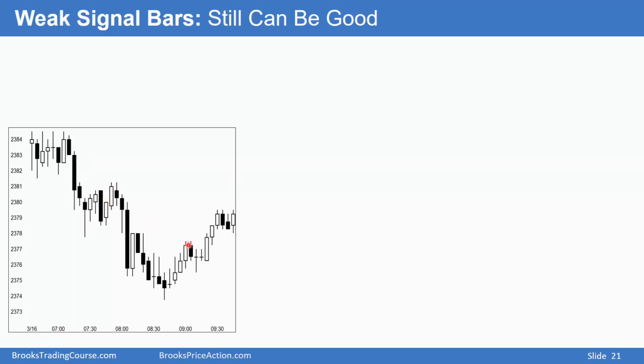Here you got a good-looking sell signal bar, but the context is bad. We just had a reversal up. Good sell signal bar, but bad context, bad trade.